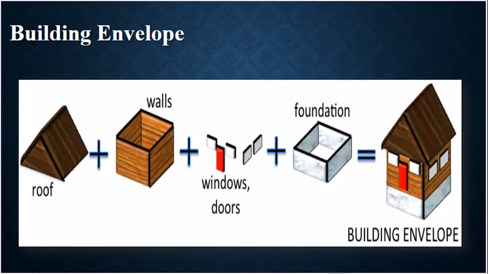Building envelope. The building envelope is the physical barrier between the conditioned interior and the unconditioned exterior environments. It encompasses the roof, walls, windows, doors, and foundation, serving as the first line of defense against external weather conditions. The design and materials used in the building envelope significantly impact energy efficiency, comfort, and durability. A well-designed envelope minimizes heat loss and gain, contributing to lower energy costs and improved indoor air quality.